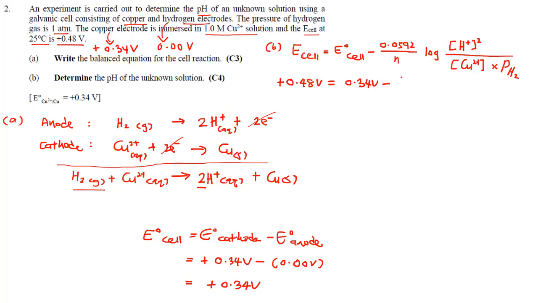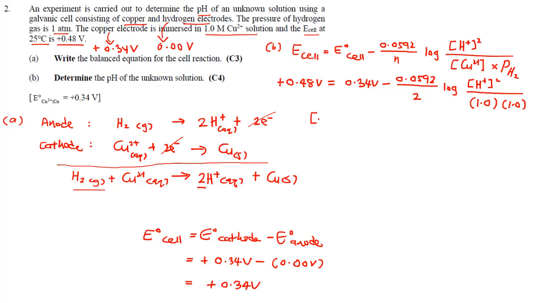Minus 0.0592 over n, whose value is 2, log of the concentration of H plus that we want to find. The concentration of copper ion is given as 1 molar, and the pressure of hydrogen gas is 1 atm. So this one is maths, you have to rearrange everything.